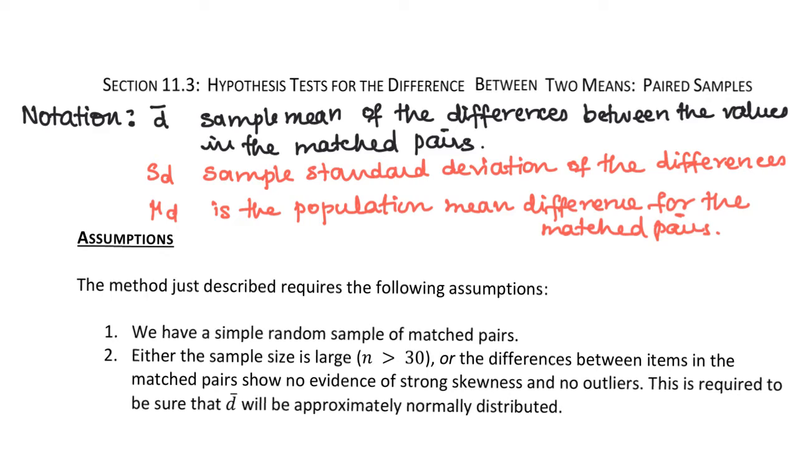And let's see what assumptions need to be checked. So we have a simple random sample of matched pairs. Either the sample size is large, that means greater than 30, or the differences between the items in the matched pairs show no evidence of strong skewness or no outliers. This is required to be sure that D bar, the sample mean of the differences, will be approximately normally distributed.